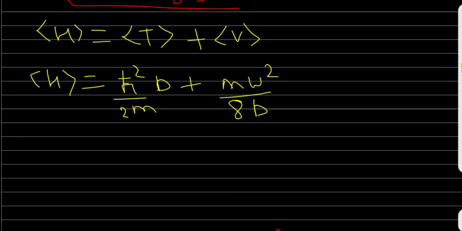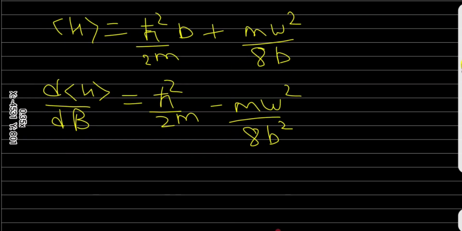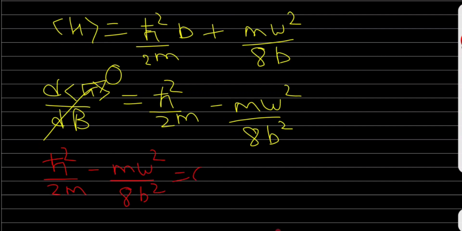Now I have to find the ground state. For the ground state I have to minimize this Hamiltonian, and by the basic rule of differentiation, to minimize this I have to differentiate it with respect to the parameter b that I have assumed for my trial wave function. So dH by db is h bar square by 2m, and the differentiation of 1 by b will be minus m omega square by 8b square. I have to put the differentiation of the Hamiltonian expectation value with respect to b as 0. So it will be h bar square by 2m minus m omega square by 8b square, equated with 0.